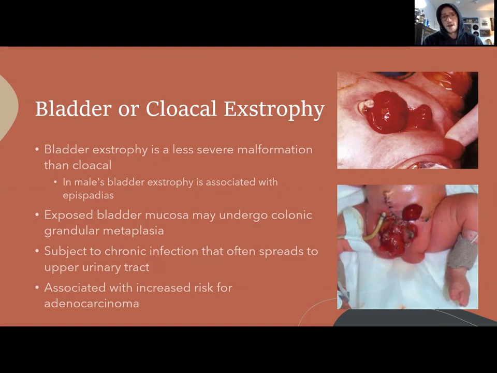In males, if you have bladder exstrophy, it's going to be associated with another defect called epispadias, which is when you have the opening of the urethra on the dorsal side of the penis.